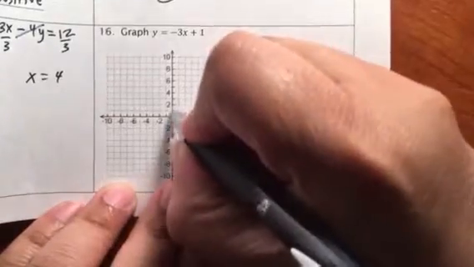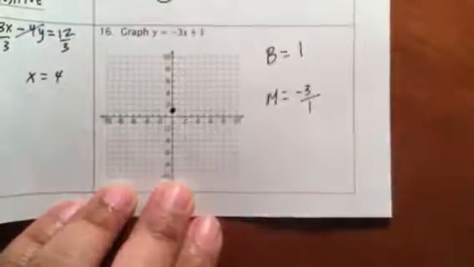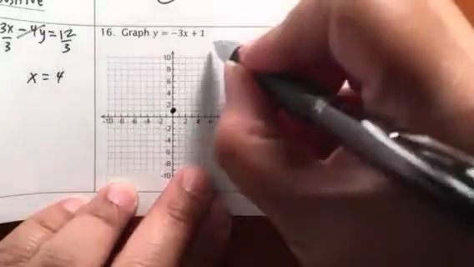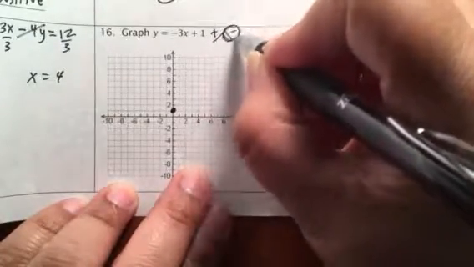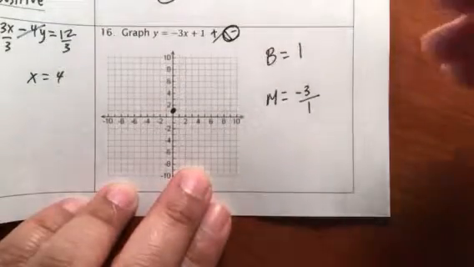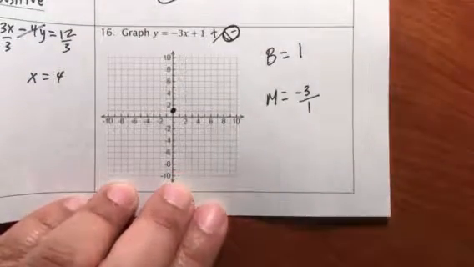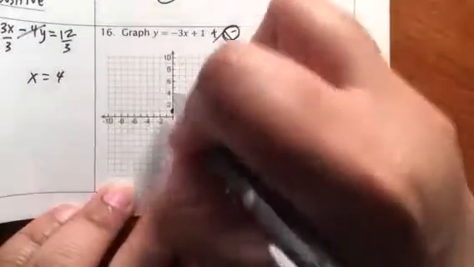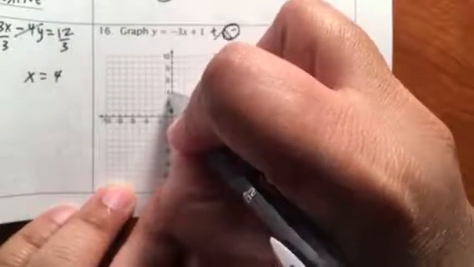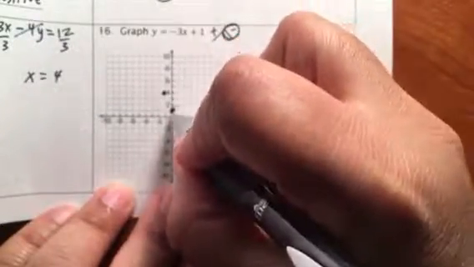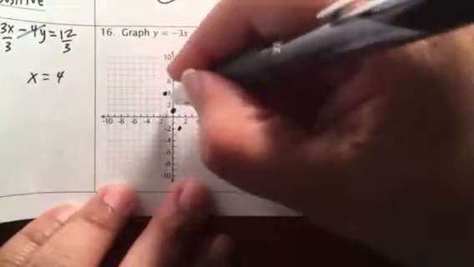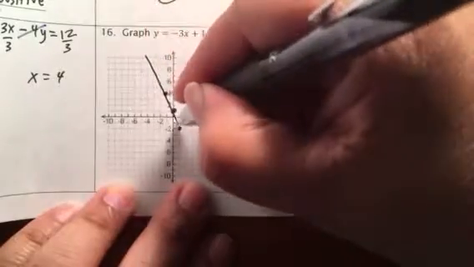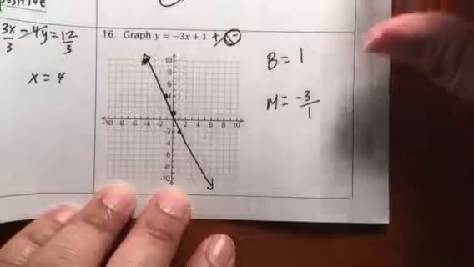So my first thing I need to do is go to the y-intercept. Remember, this is a negative slope, so here's positive, here's negative. This is the direction the line should be. So I'm going to go up 1, 2, 3 over 1, or I could go down 1, 2, 3 over 1. And I'm going to connect the 3 points and draw a line. And that completes the lesson.